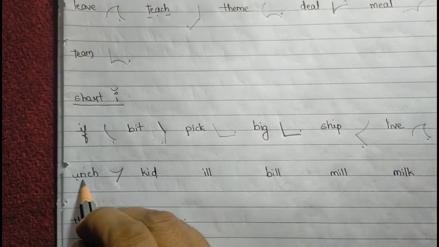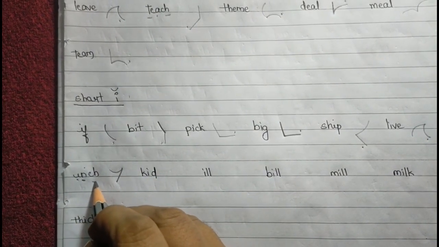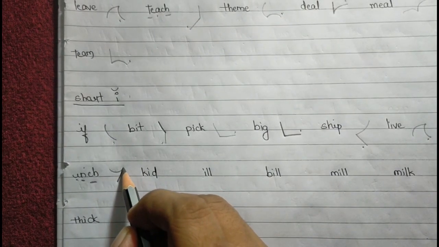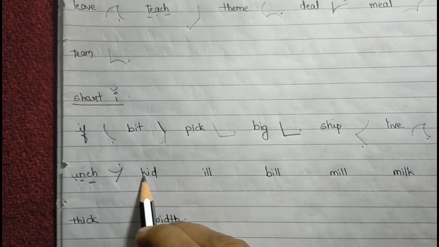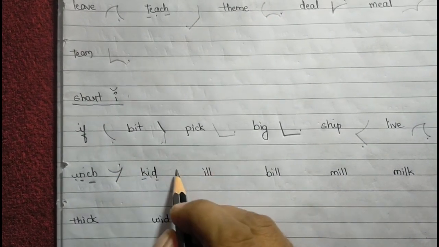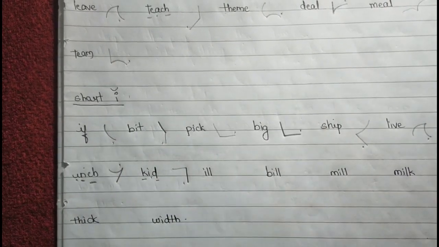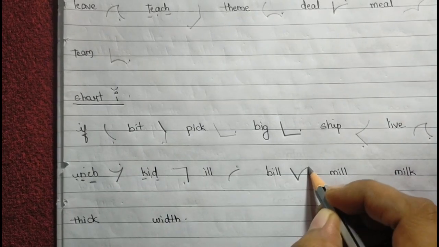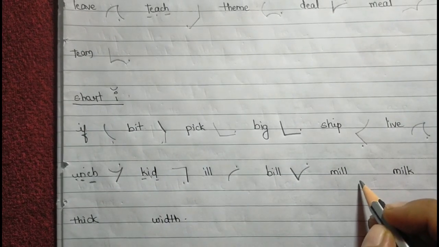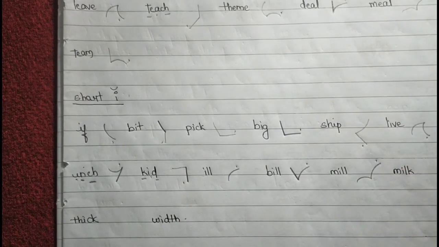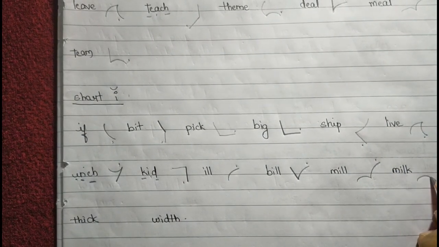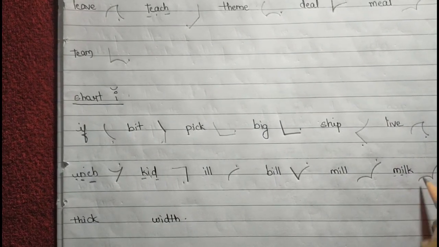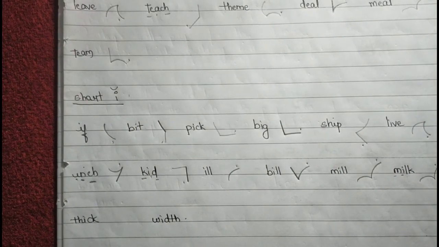Inch. N is a horizontal consonant, Ch a downstroke. So the first downstroke is across the line, N is above the line. Kid. K and D, E. Ill. Bill. So B, L, il, bill. Mill. Milk. So the I is coming between M and L. So it is here. Milk.